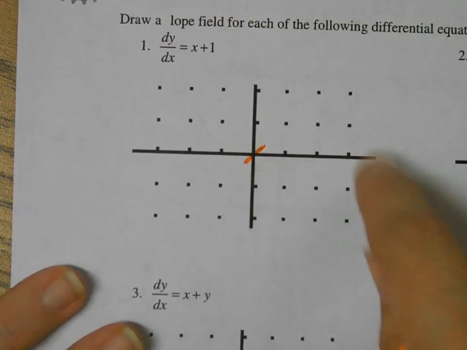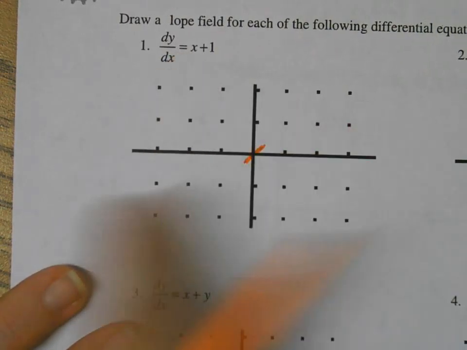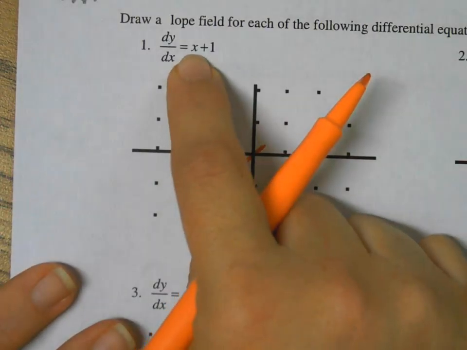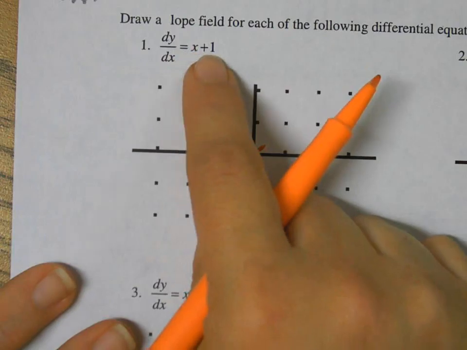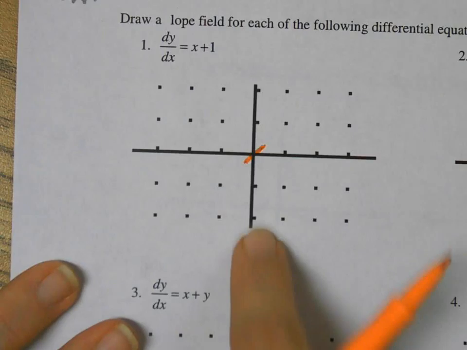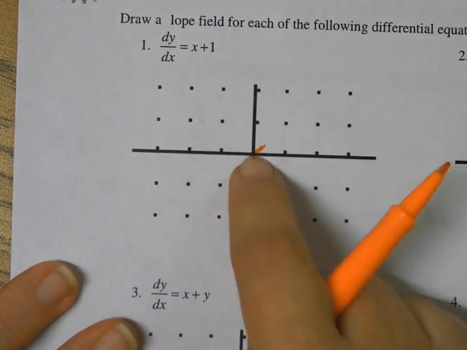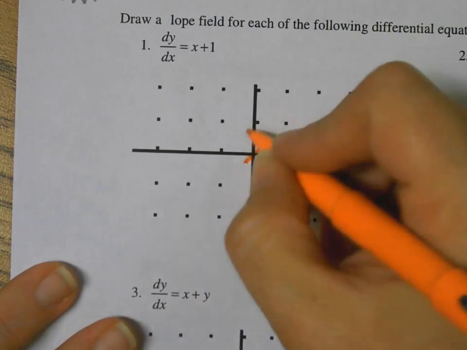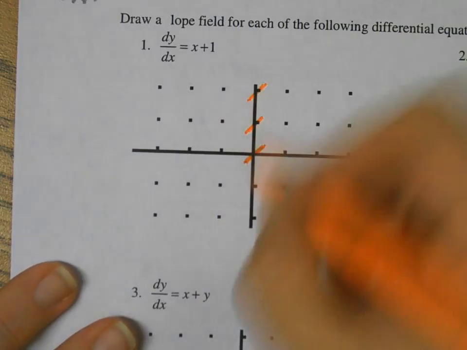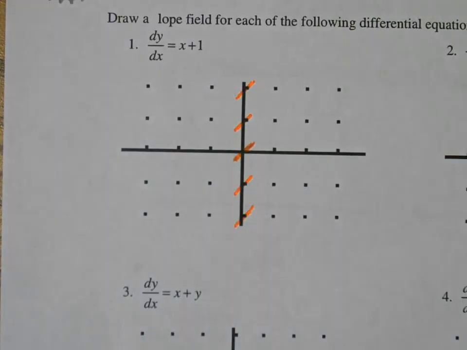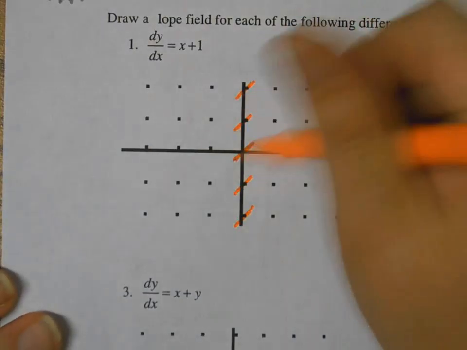So then I'm going to pick another x value. I'm going to go over here to where x is negative 1. For all of the points where x is negative 1, negative 1 plus 1 would be 0. So all the points where x is negative 1 would have a slope of 0. So that'll be just a little horizontal line. And then I'll go to where x is negative 2. All of these points have an x of negative 2, and negative 2 plus 1 would be negative 1. So I'm going to draw a bunch of little lines that have a slope of negative 1.